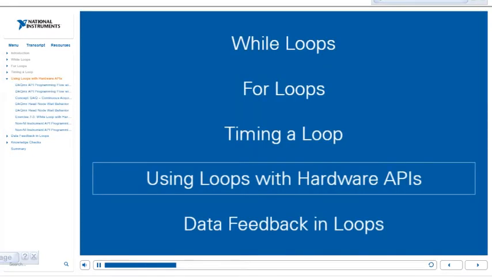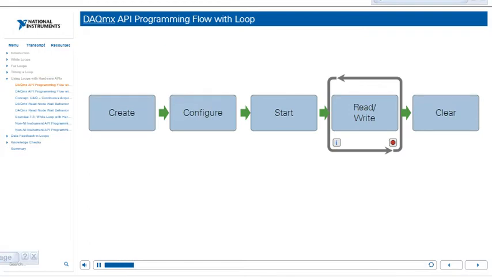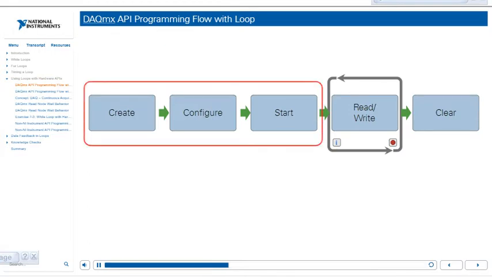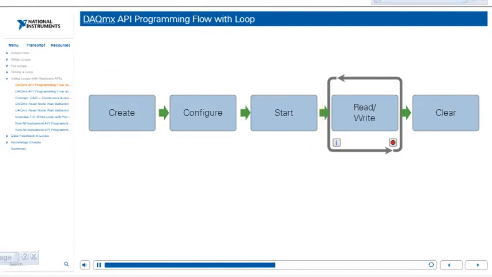In this section, we will discuss how to use loops with hardware APIs to continuously acquire data from hardware. When using the DAQmx API to continuously read or write data, you should create, configure, and start the task first. Then, you should continuously read or write data in a loop. After the loop exits, then clear the task.